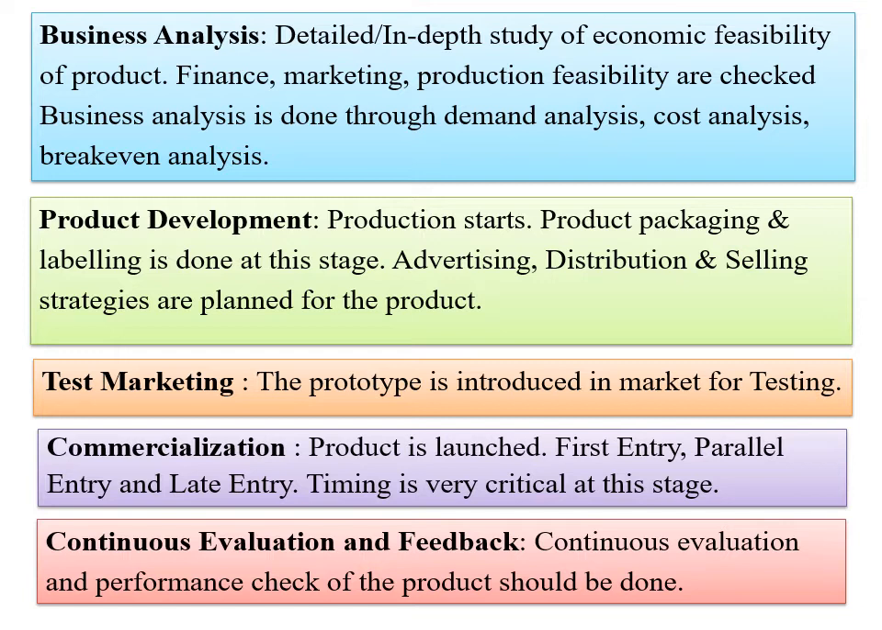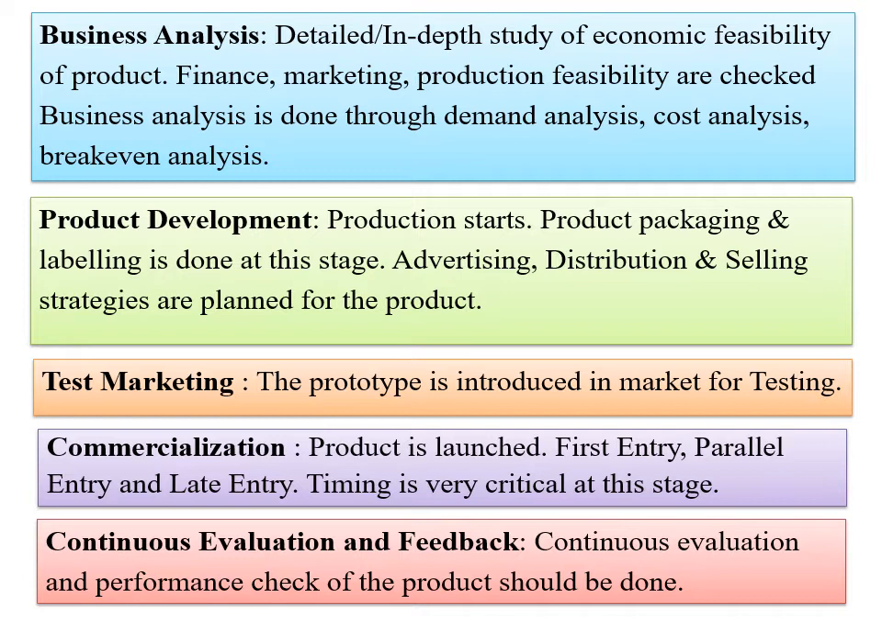Then the second last stage is commercialization. Commercialization means that the product is launched or introduced into the market. The distribution channels for sales and raw material supply are also framed. Commercialization can be done in three types. The first is first entry, which means you launch a product before your competitor. You are the first to launch a product.